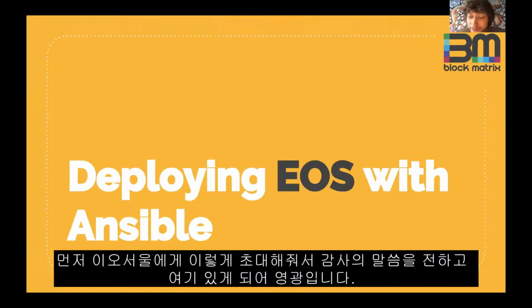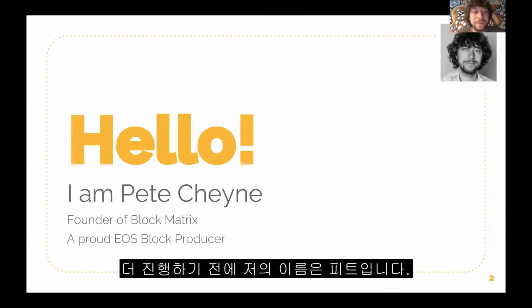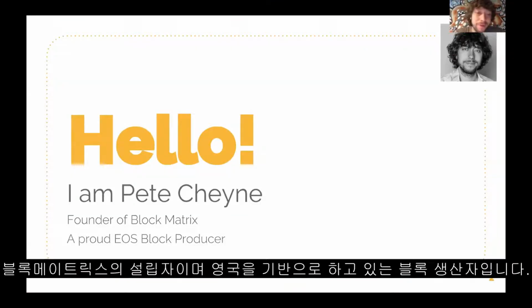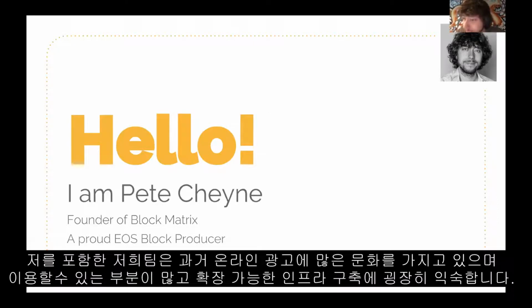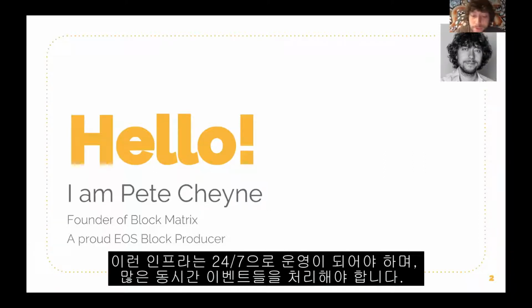So before I dig in, my name's Pete. I'm the founder of BlockMatrix. We're a block producer based in the UK. A lot of the heritage from myself and the team has actually been in online advertising in the past. So we've been very used to building out highly available scalable infrastructure, an infrastructure that has to be on 24/7 and used to processing a lot of concurrent events.